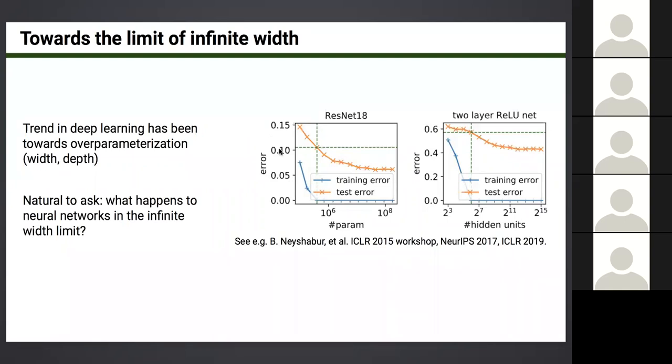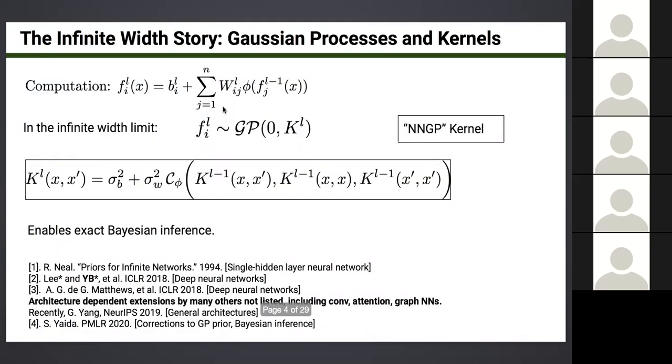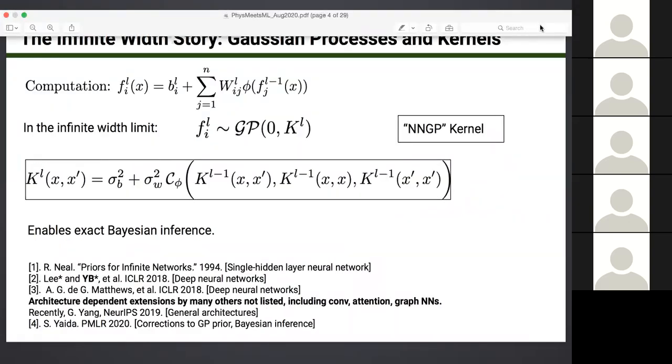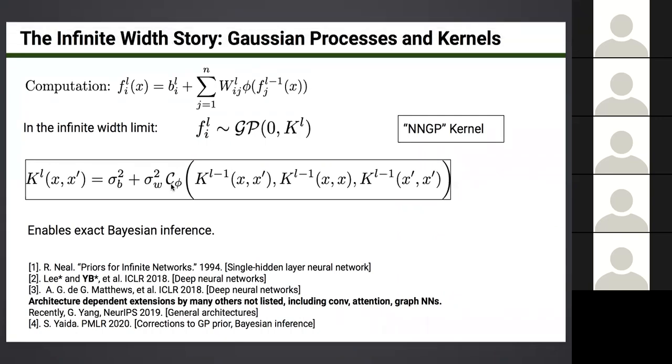Work such as the one I'm showing here, and many other empirical work which I'm not showing, suggested or pointed to the idea that neural networks in the infinite width limit might be an interesting thing to study. That led us down a route where we thought about how to describe networks in the infinite width limit, and particularly to do it in function space rather than parameter space.